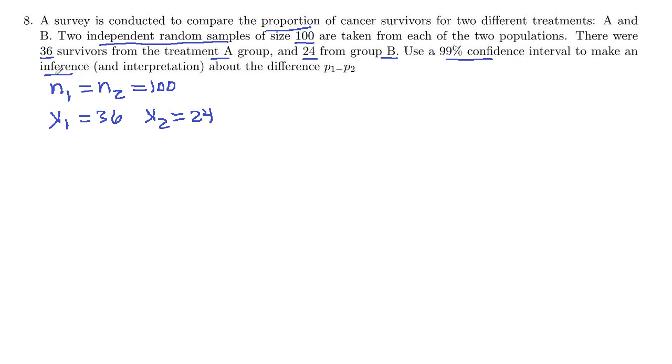So here they're actually asking us to make an inference, like I did in the last question, about the difference in population proportions, P1 minus P2. Okay, so we need P1 hat, which is going to be X1 over N1. And then we need P2 hat, which is going to be X2 over N2.